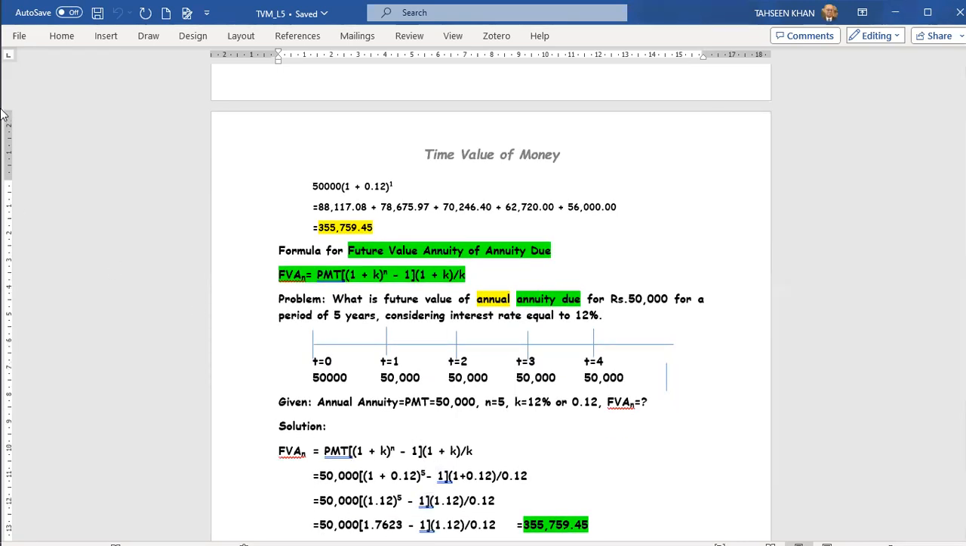Here we have annual annuity equal to 50,000, term equal to 5, K equal to 12%, and the FV for the annuity due is to be calculated. You put all the values in this formula. The answer comes to 355,759.45. Here you can compare the answer. You will find the same answers in both cases. In a similar way, you can calculate the values for semi-annual, quarterly, and monthly. That you can do as your practice.